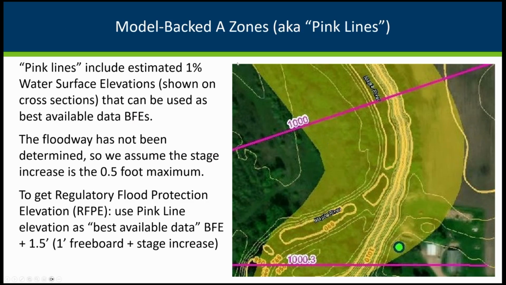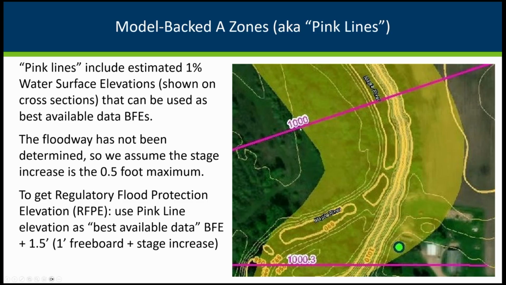So many of our Zone A floodplains in the state do have models associated with them. So those are known as model-backed A zones. And we show on the Lake and Flood Elevations online website, or LFEO, which you can get to through the DNR website, what are known as pink lines, and these are showing the estimated 1% water surface elevations based on those models that are associated with the A zone. While they're not official BFEs, they can be used as the best available data for BFEs.